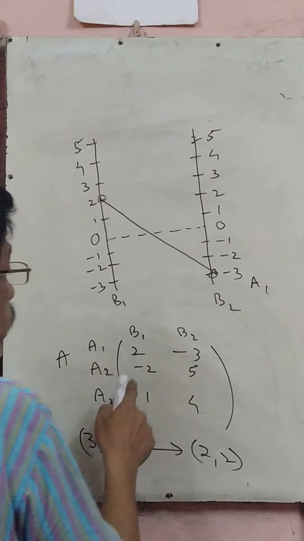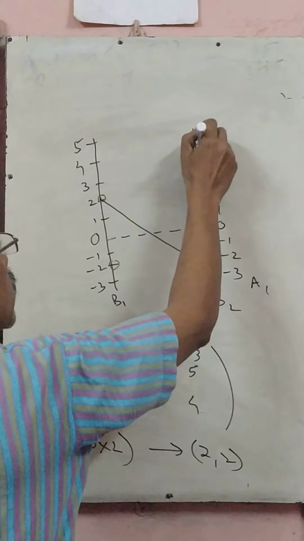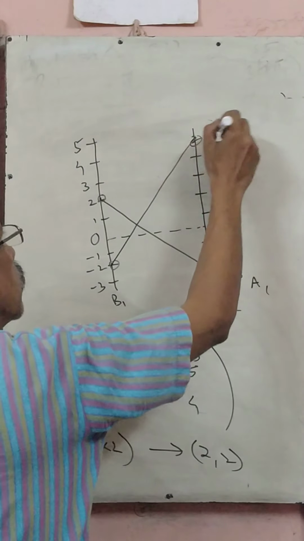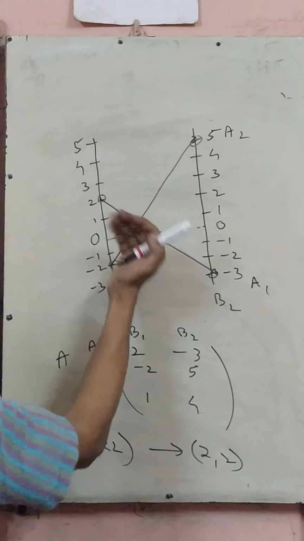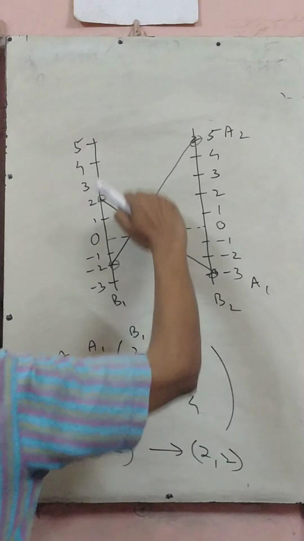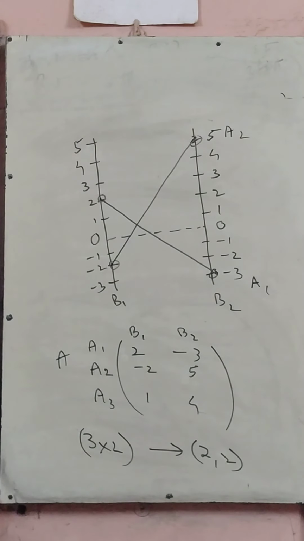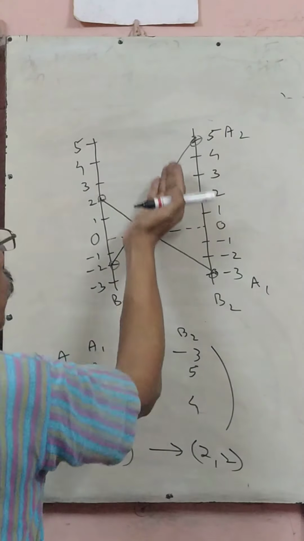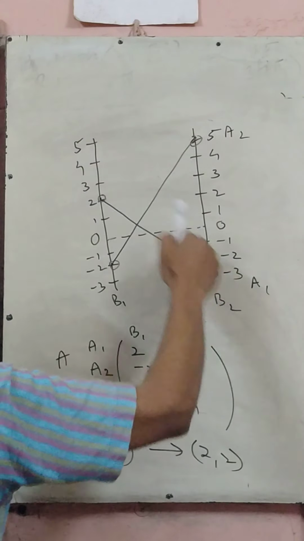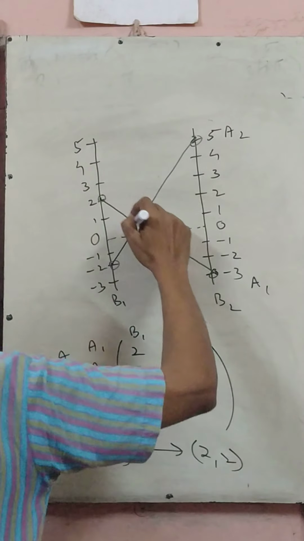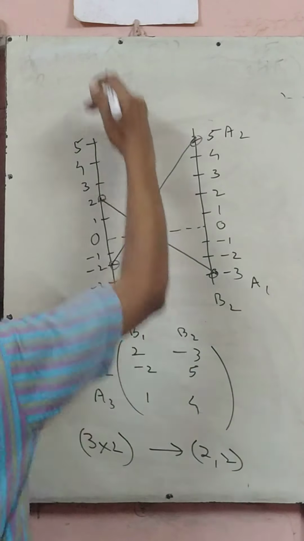Now take A2. A2 is minus 2, and what is B2's point value? Plus 5. So it is joined. So this is the A2 line. A2 will not allow anything below this. It will always be above because A is the maximizing player, so it will want to have more and more profit. There should not be any profit below this line and this line also. So we get the common shaded region as this portion above, not from below.